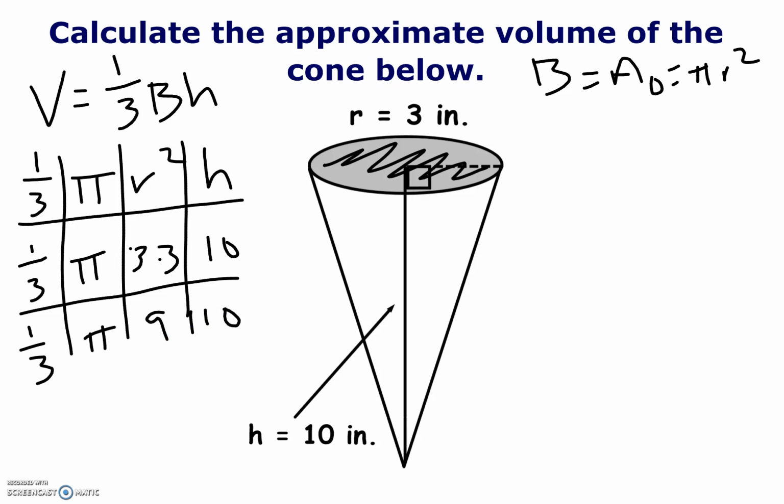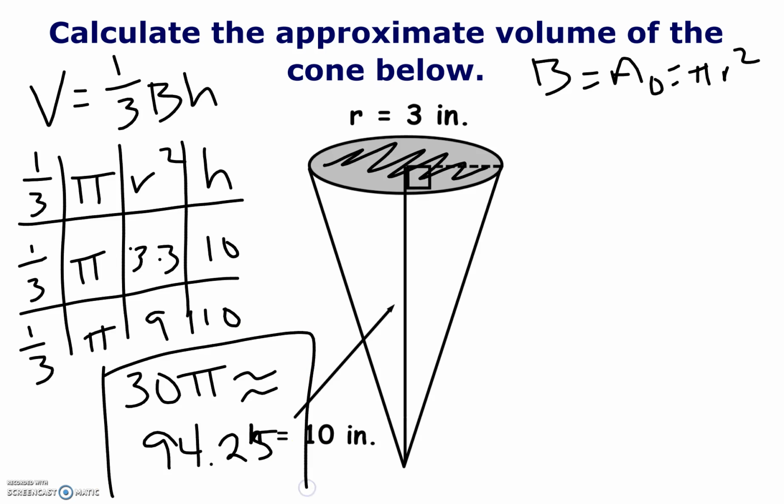So in your calculator, you're going to enter 1 divided by 3 times 9 times 10, and you get 30 pi. And if you were to multiply that by the pi button, instead of leaving pi in, it's about 94.25. And that would be your answer.